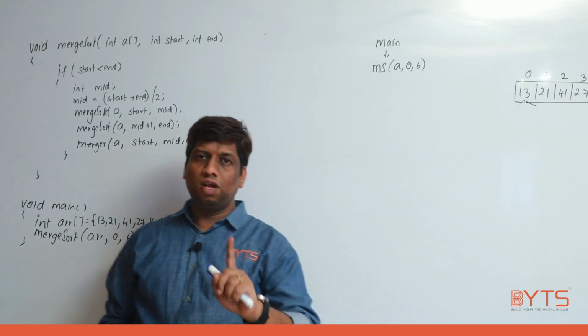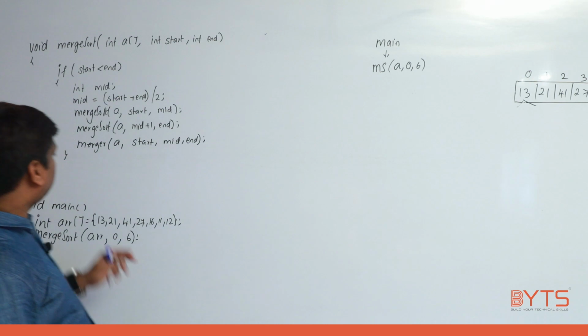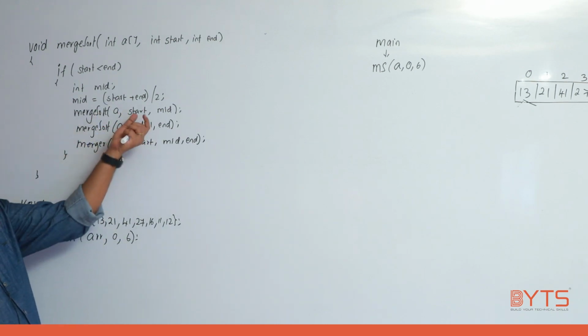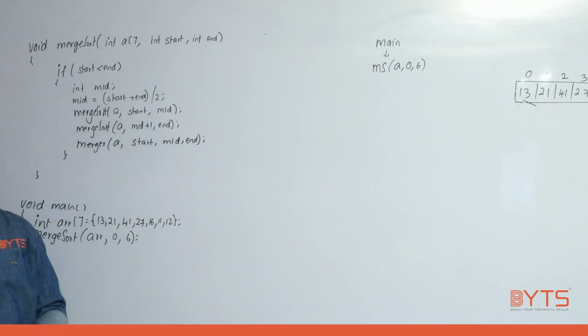The first argument is what? Array name, right? So initially it is taking 3 arguments. This is taking 4 arguments. But I don't consider a. So this is start to end. This is start, mid, end. I hope this is very clear. Now I came to this function.